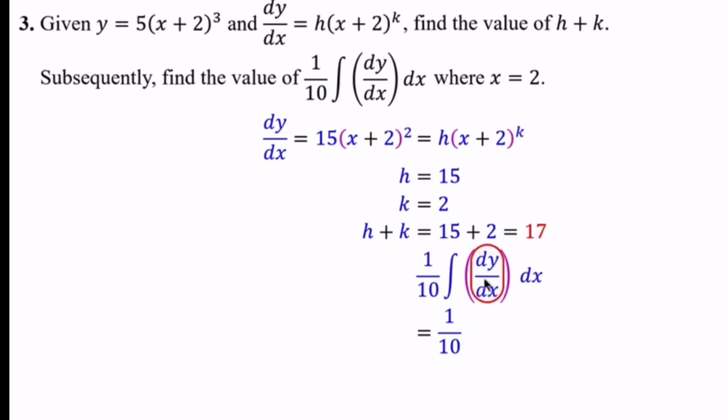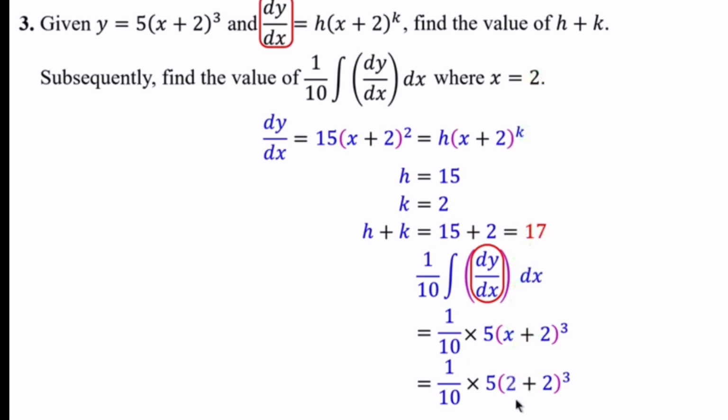Okay, dy dx is actually 15 times x plus 2 to the power of 2. So if we integrate dy dx, we will get back y. So we will just write 1 over 10 times 5, and then multiply by x plus 2 to the power of 3. And we will substitute x equal to 2 into the answer. So we will solve 1 over 10 times 5 times 2 plus 2 to the power of 3, which is actually 4 to the power of 3, right? So we substitute the 2 into the function.